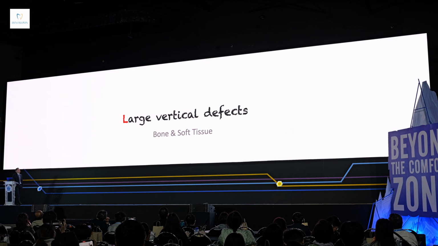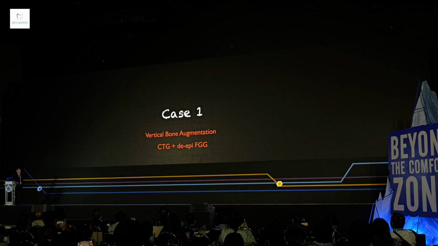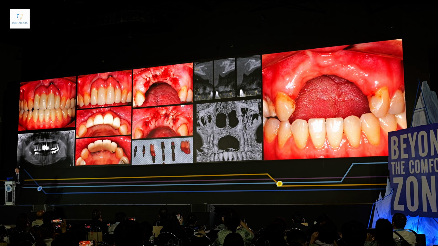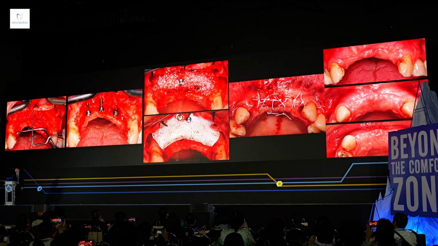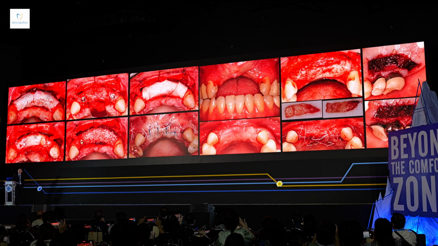So let's move to the large vertical defects, both bone and soft tissue. Number one is a vertical bony defect with a connective tissue deepithelialized free graft. The patient presented with multiple implant failure. I removed them all, leaving this huge bony defect. And with the same protocol, I just grafted. Because it's a huge defect, I used a non-resorbable membrane with the tenting screw principle. I closed it up well, and by about 18 months, I was able to achieve good bone for implant placement.